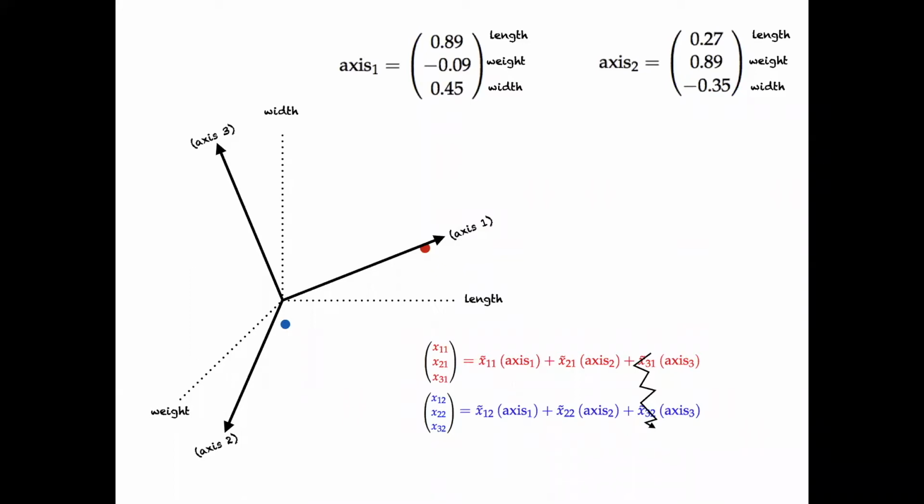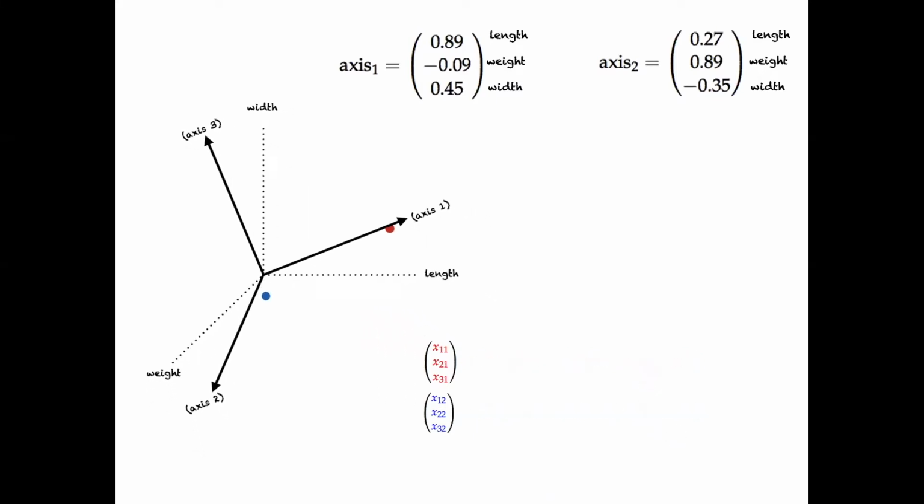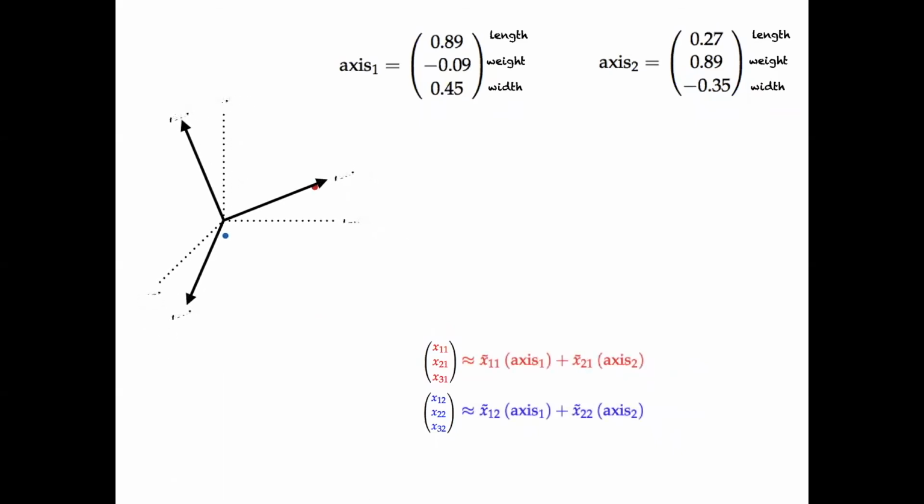The rationale for that will be exposed later, but for now, just trust me, we just wanted to get rid of that axis, which left us with a simpler expression where the red point and the blue point were approximately equal to a linear combination of 2 of those axes. Now, why approximately equal to? Well, because there was a third term over here that we chopped off.